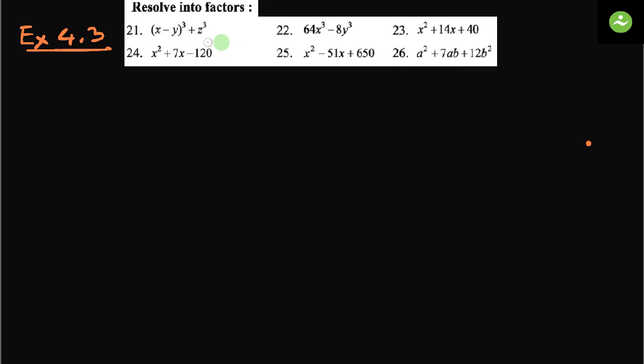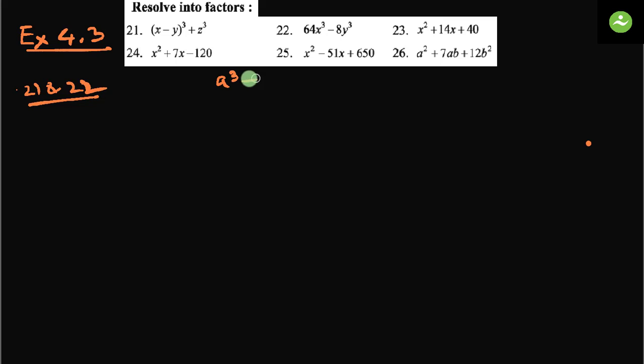If we take a look at the maths here, you see 21 and 22 are in cube form, but the others are square. They are different. So let us solve 21 and 22 first. For 21 and 22 we have to apply the cubic formula.